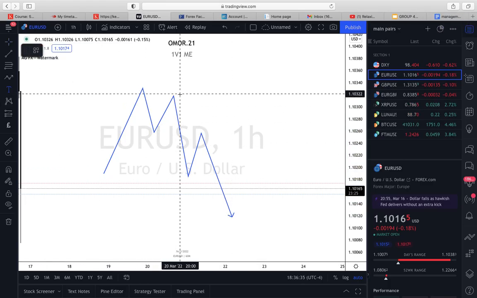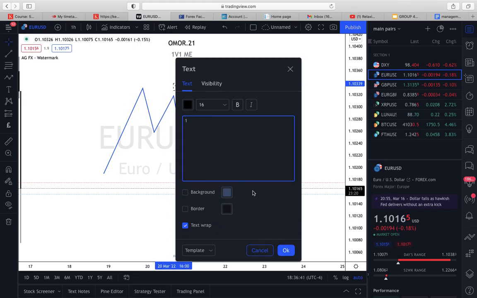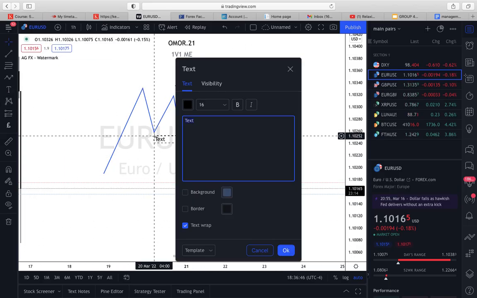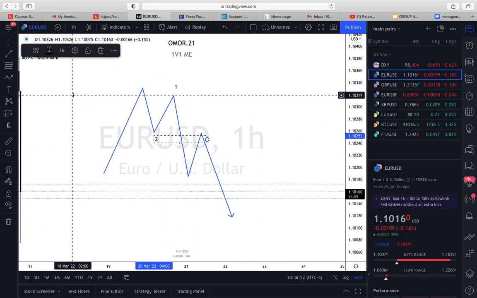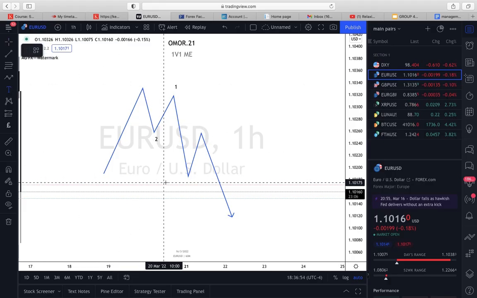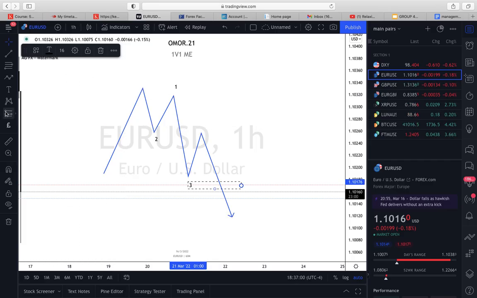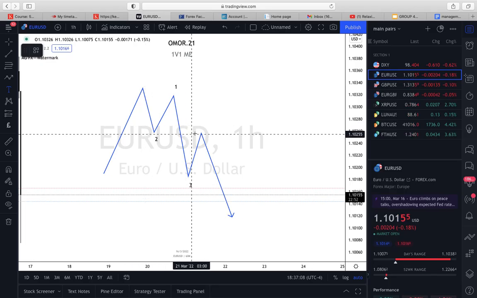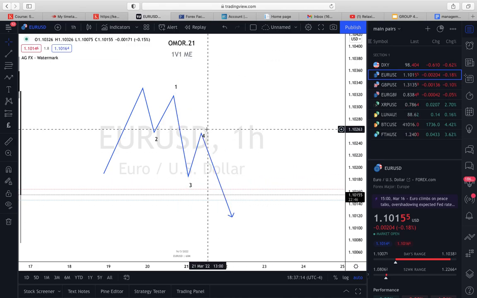Just give me one sec. Call this 1. Let's call this reference point 2. Let's call this one 3. I don't want to use algebraic alphabet. I know some of you might not sit well with that, so let's just use numbers 1 to 4. And this is 4. Perfect.